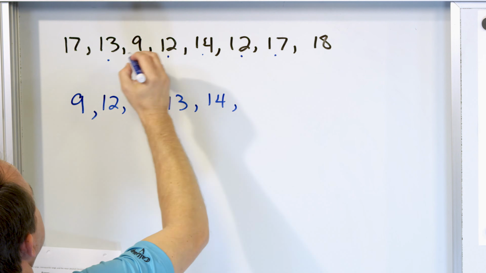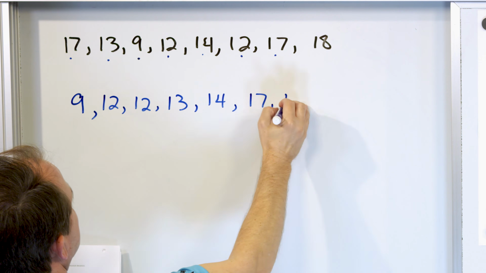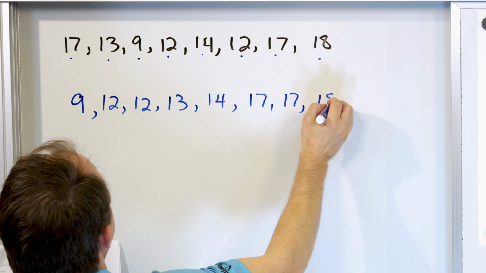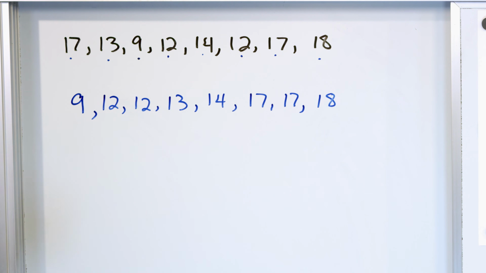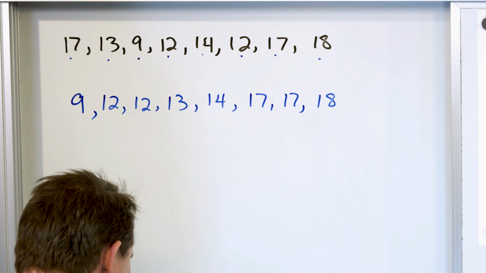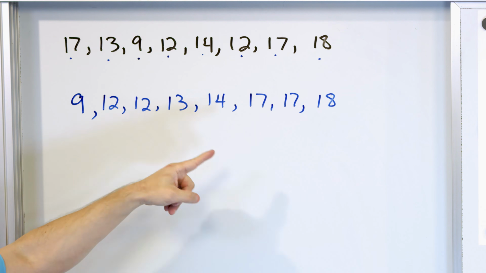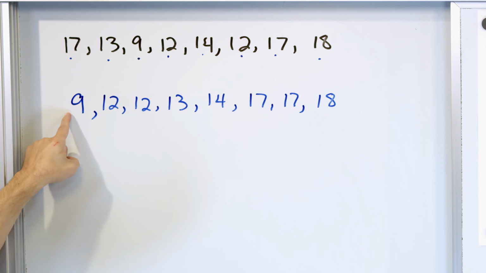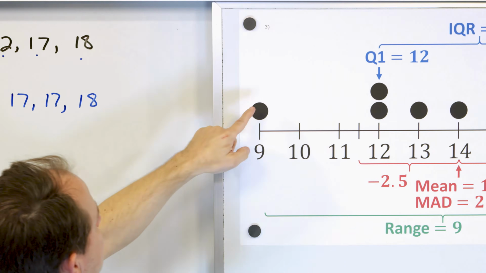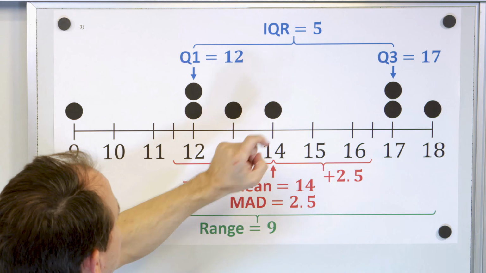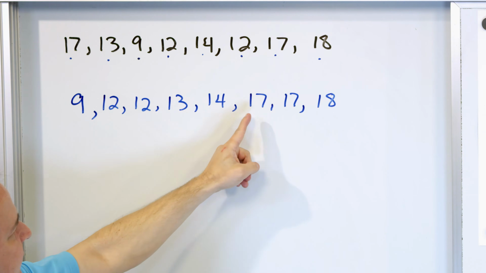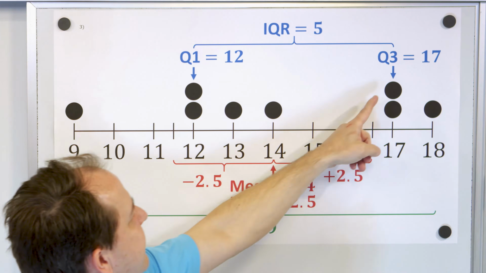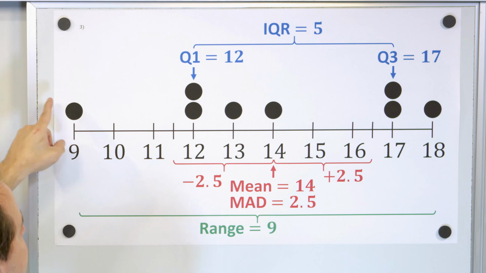And then 17 and 17, and then 18. All right? So we had 9, 12, 12, 13, 14, 17, 17, 18. So let's plot this data. We might want to write them down as we scoot over and take a look at it. 9, 12, 12, 13, 14, and then after 14, 17, 17, 18. So this is the data there.